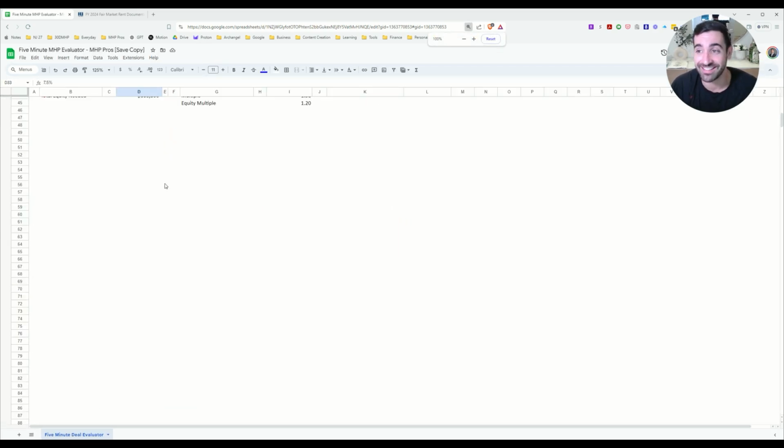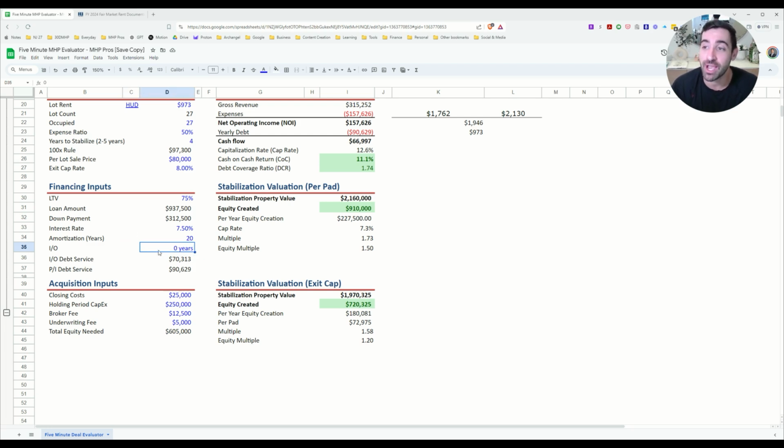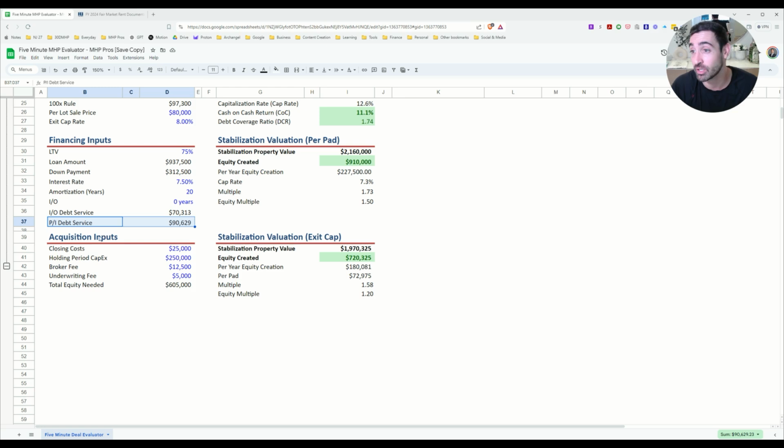Interest only. This is usually reserved for larger loans for institutions, although sometimes you can get some interest only, which means you're only paying the interest and not paying back the principal on that loan. We're going to assume that you're not getting interest only here, so 0 years of interest only debt service. It is calculated here just in case you do get that option. This is just principal and interest. This is your regular debt service that you're going to be paying annually, assuming no interest only. So those are our financing assumptions.